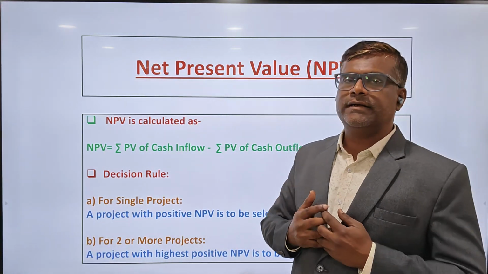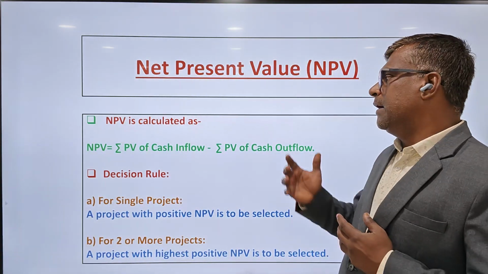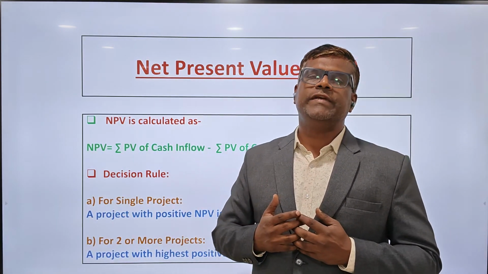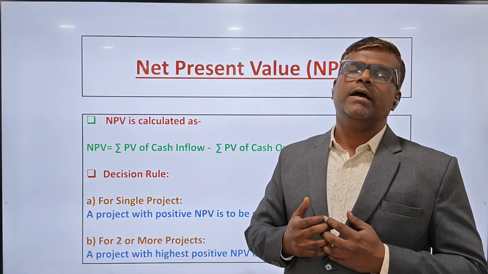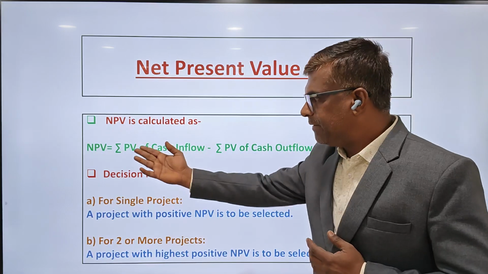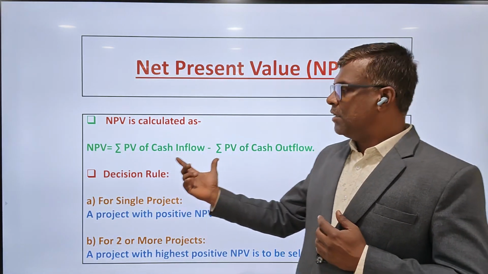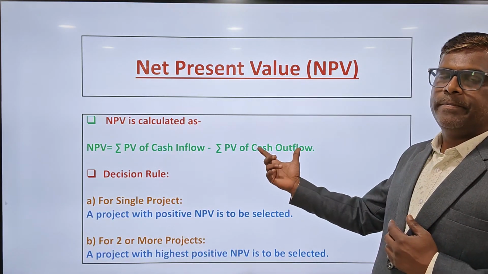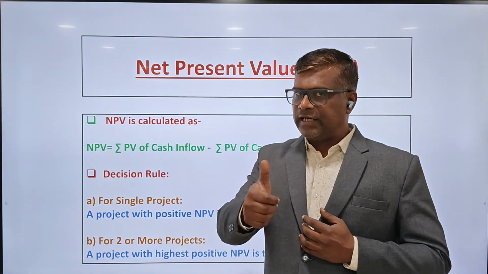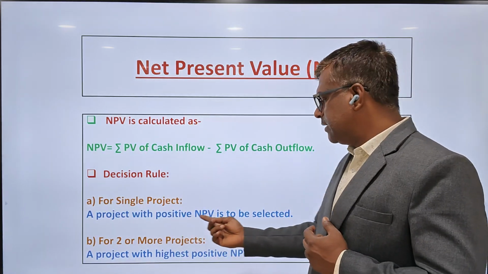The second technique under time value of money is net present value or NPV. Net present value is nothing but a technique by which we can make the capital budgeting decision by considering time value of money. The formula for calculating NPV is equal to summation of present value of cash inflow minus summation of present value of cash outflow. And the decision rule is, for a single project, a project with positive NPV is to be selected.